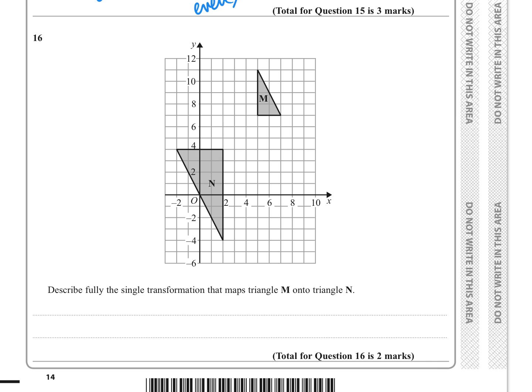Question 16. Well, for this one, we've got to describe fully the single transformation. So it's an enlargement, that's for sure. But for an enlargement, we've got to give the scale factor and the centre of that enlargement. So bear with me while I try and probably make a mess of this.